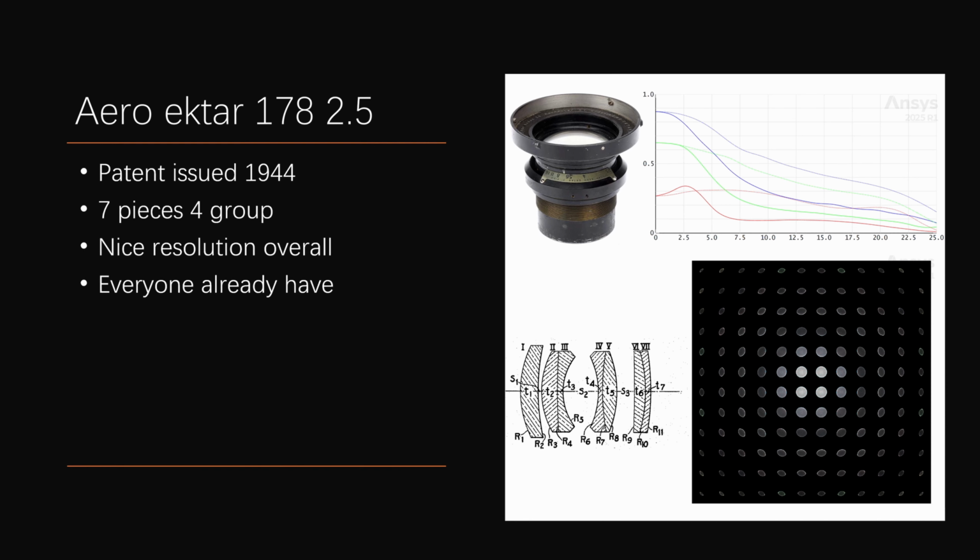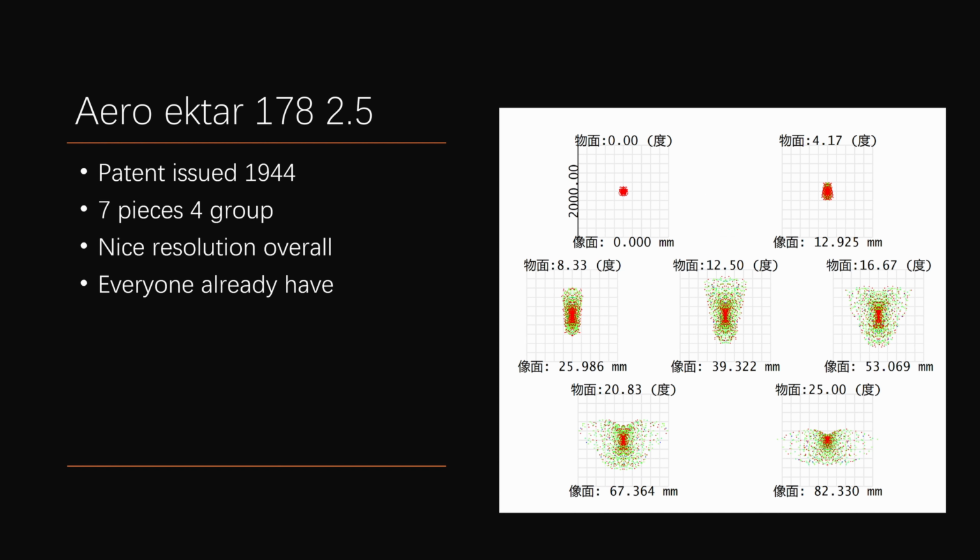Firstly, the Kodak Aero Ektar 178mm f2.5. This is a very common lens for large format photographers. Everyone probably knows it and has one. The design was patented in 1944. It has 7 pieces of glass in 4 groups. Overall, it has nice image quality and is very consistent across the frame, as you can see in the spot diagram.